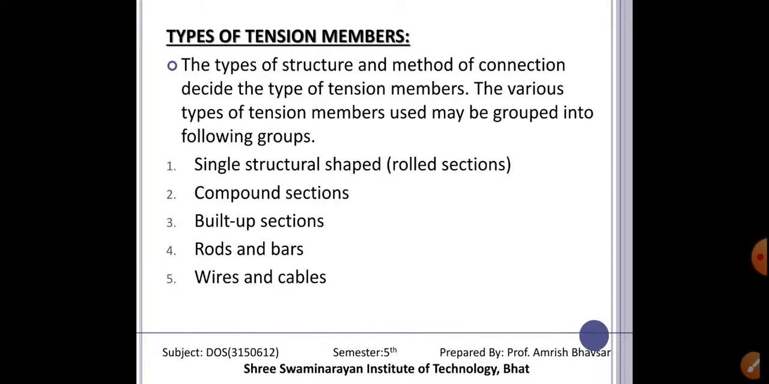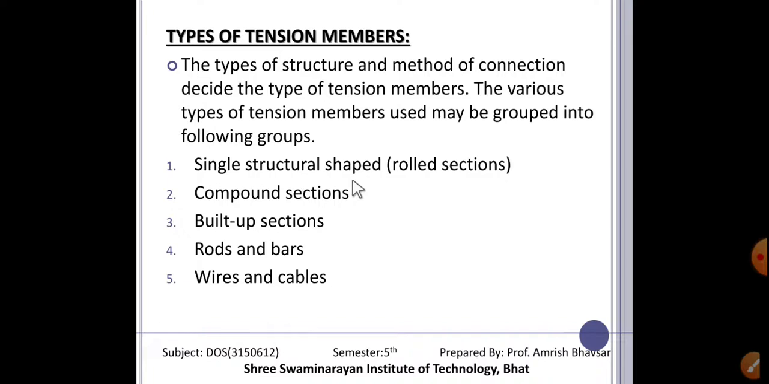Type of structure and method of connection decide the type of tension member. Here, the various types of tension members used may be grouped into the following: single structural strip, that is rolled section, compound section, built up sections, rods and bars, and wires and cables. Here, some of the members are directly used by us.